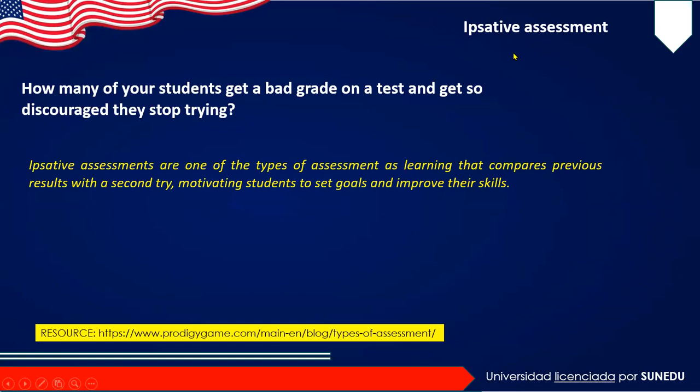Okay, and the last one is an assessment that is not very common, ipsative assessment. Well, how many of your students get a bad grade on a test and get so discouraged they stop trying? Many, I think. For example, when you give a final exam, the student gets, I don't know, 50 points, and the maximum is 100. So that student will feel disappointed, right?